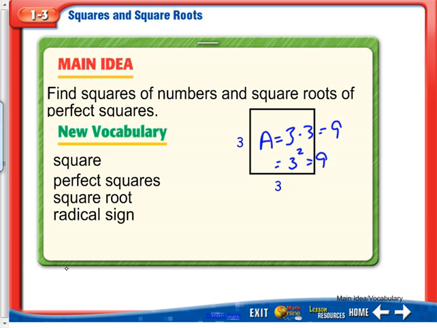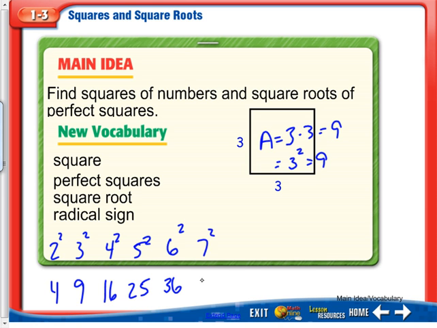For example, I'm going to make a list down here. I'd like you to make a list in your notes as well. 2 squared is 4. 3 squared is 9. 4 squared is 16. 5 squared is 25. 6 squared is 36. 7 squared is 49. 8 squared is 64. 9 squared is 81. 10 squared is 100. 11 squared is 121, and 12 squared is 144.